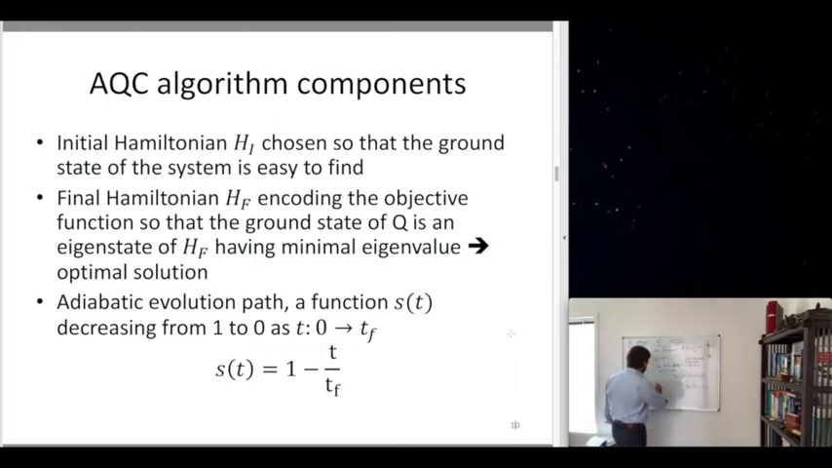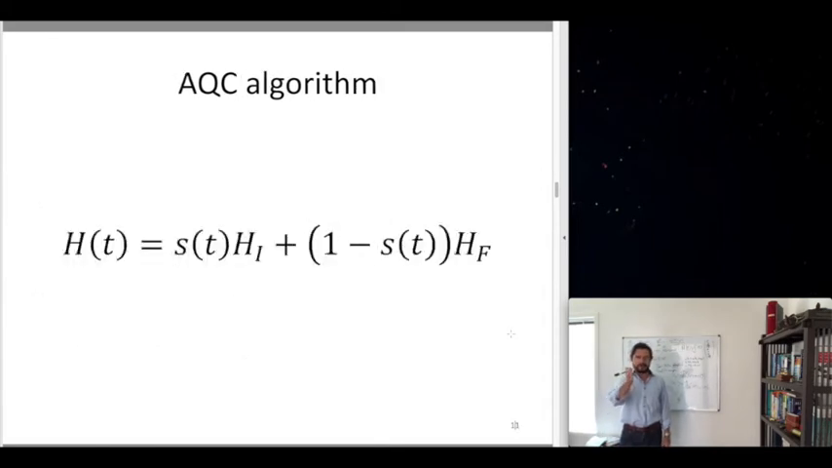So let's just write that down. Let's say s of t is 1 minus t by tf. Okay, so t is the current time we're at. tf is the final time. All right. Then we will look at this adiabatic quantum algorithm as a whole.